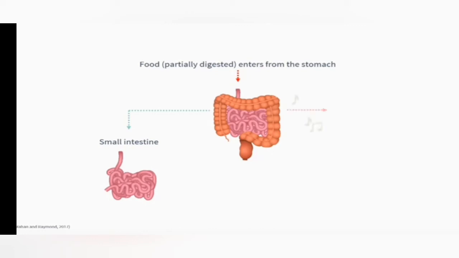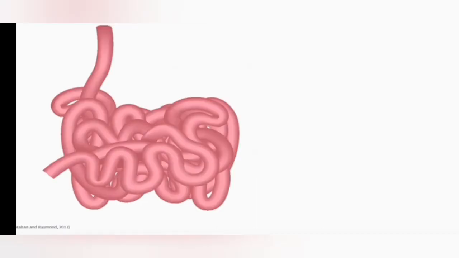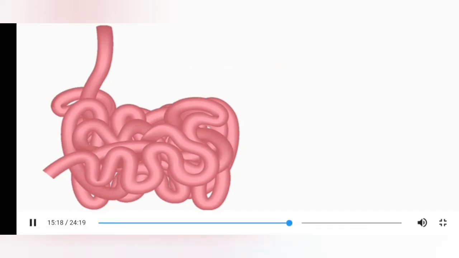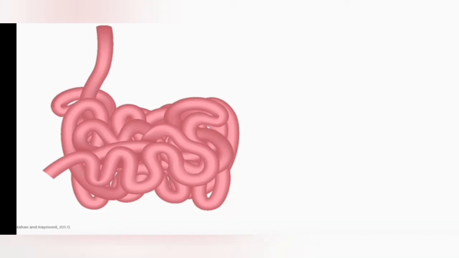After that, the food is broken down, and there are microorganisms as well. They help in the digestion. After that, the food particles come into the small intestine. The small intestine, shown in the picture, is several meters in length.